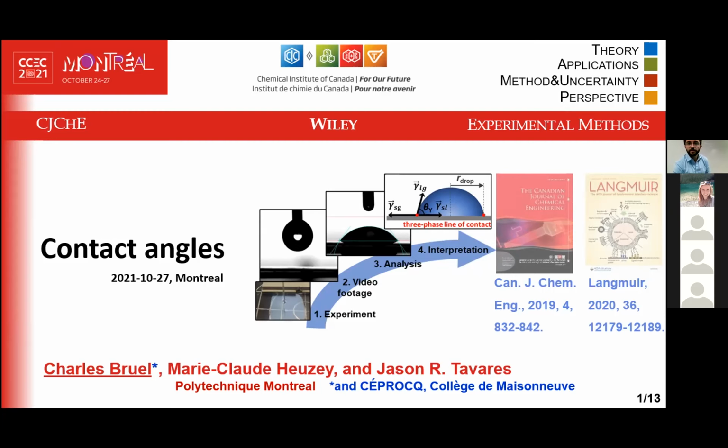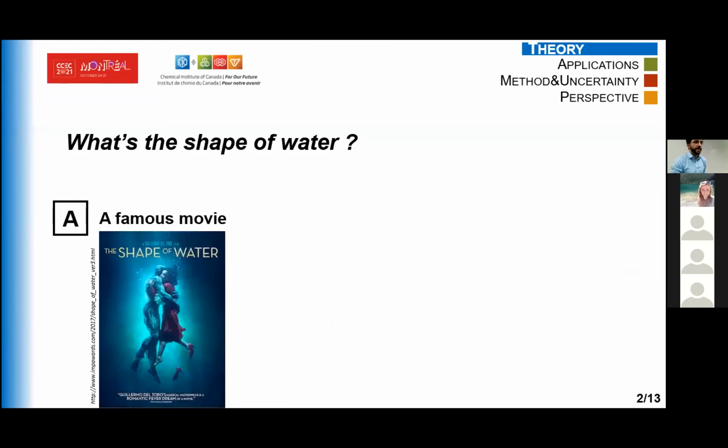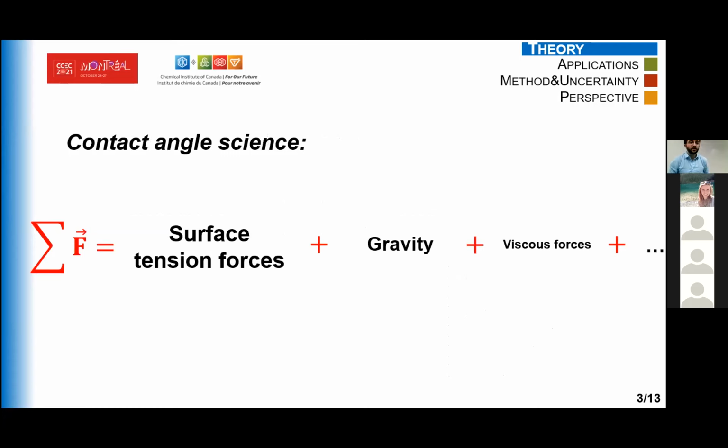So the first question that comes to mind when you think about contact angle is basically, what's the shape of water? You may answer that it's a very famous movie, but if you're more engineer-minded, you will start to ask me more questions. Is there gravity, is it in motion, is it pure? By asking all these questions, you acknowledge the fact that contact angle and the shape of a liquid is a complex balance of forces. It will depend on surface tension forces, gravity, and viscous forces.